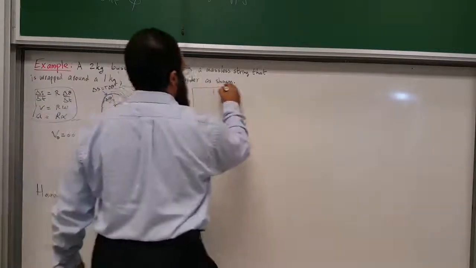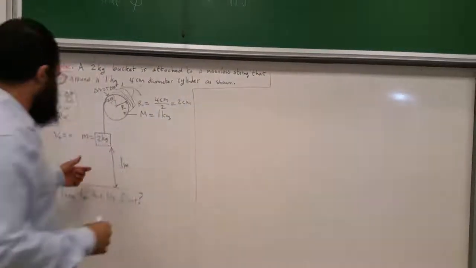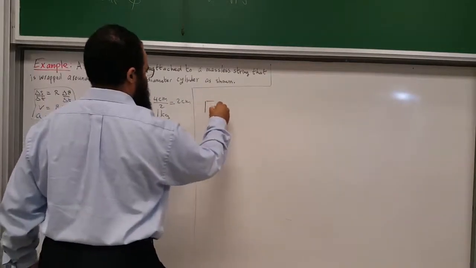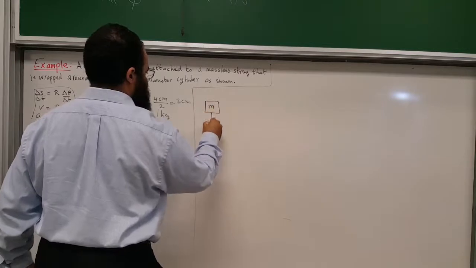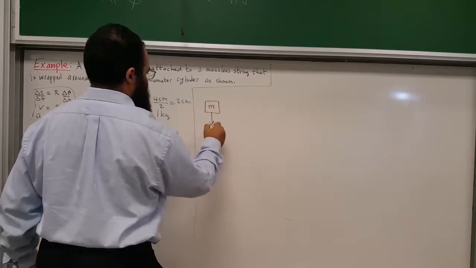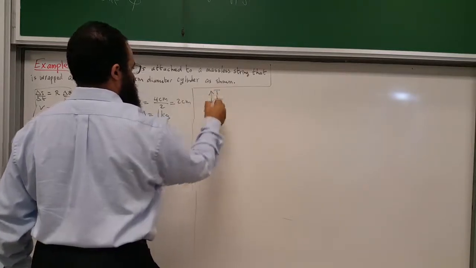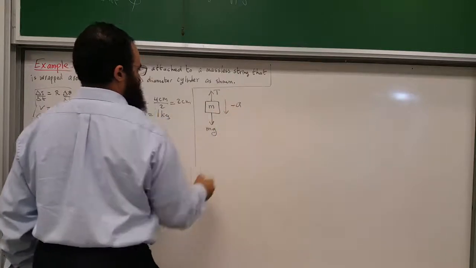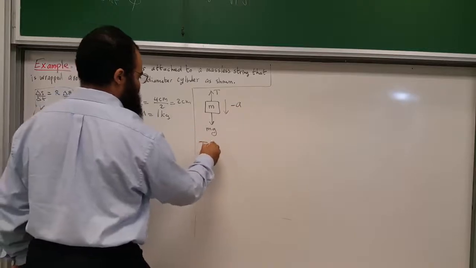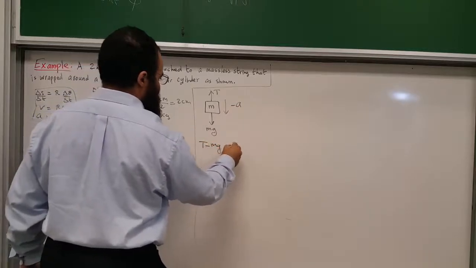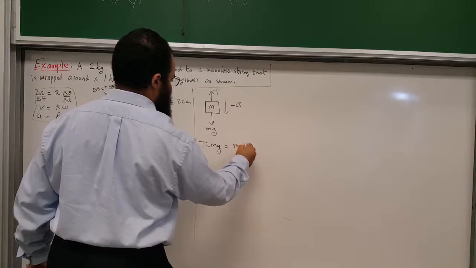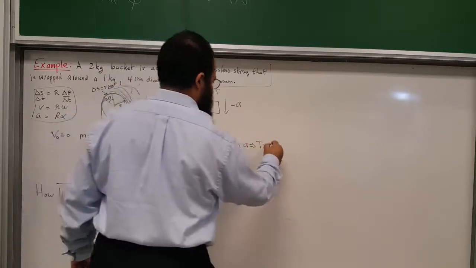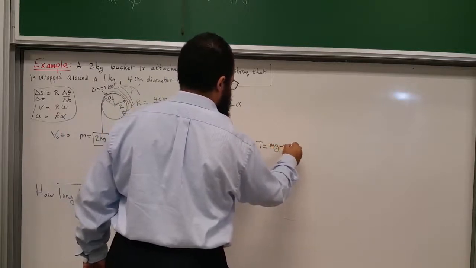First, let's write down Newton's second law for the mass. For the mass m here, the forces on it are mg, and then there is the tension this way, and then it will accelerate this way. The acceleration is negative a. So we have the tension minus mg equal to the mass times acceleration, which is negative a. And therefore the tension will equal mg minus ma.